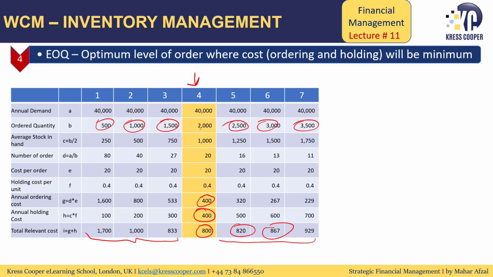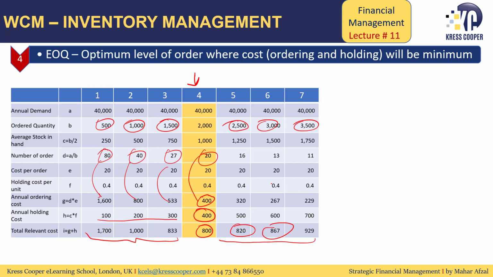Moreover, we can observe from here that if the order quantity is less than 2000, less than the EOQ level, then we will be required to place more orders. So ordering cost will be higher and holding cost will be lower. We can observe from here: if the number of orders is more, 80 orders, ordering cost will be higher; 40 orders, ordering cost will be higher; 27, 5, and this 20, this is 400. In the same way, holding cost is less.